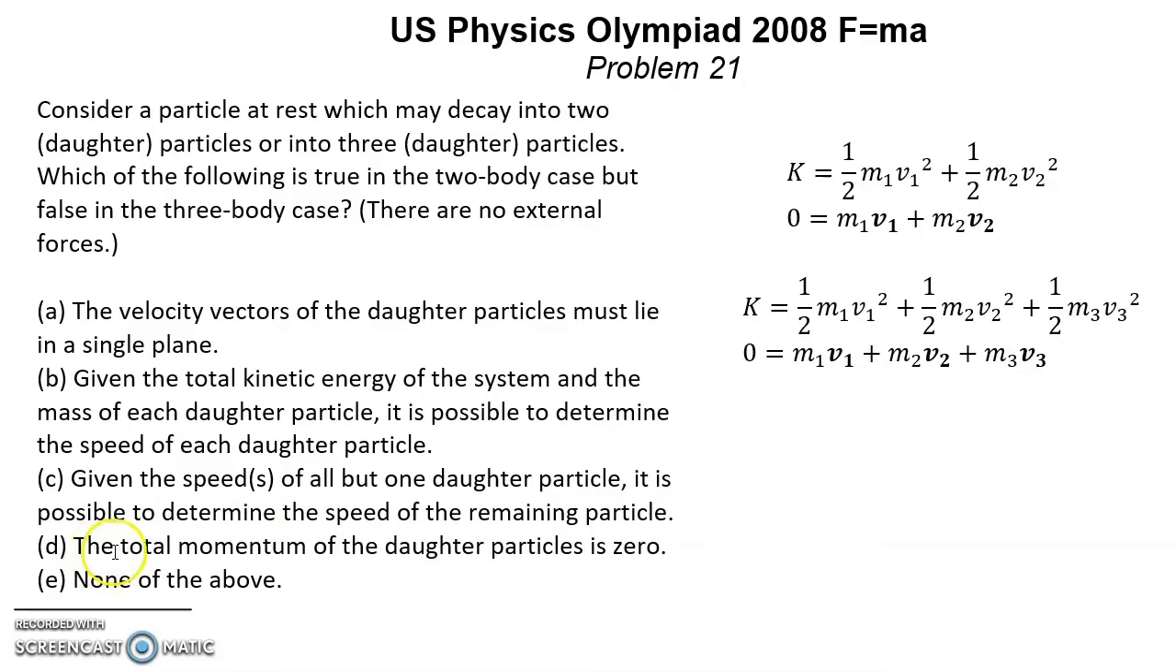And D, the total momentum of the daughter particles is 0. Of course, that's correct for the case of 2 particles and for 3 particles. So it means that it's not a good answer. So the remaining good answer is B.